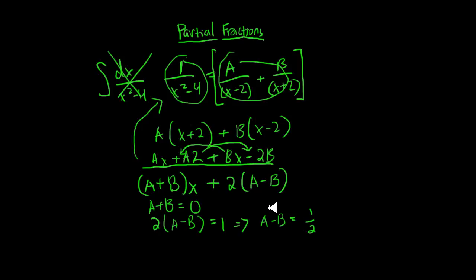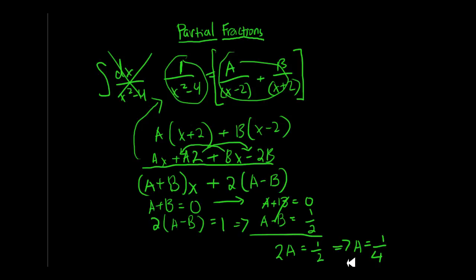Okay, so now that we have two equations, we can eliminate the variable. So I'll just move this one over here. A plus b equals 0. And if you add them together through elimination, these two are eliminated. 2a equals 1/2. A equals 1/4. Now that you have a, you can easily plug it back into the a plus b equals 0 equation and get b equals -1/4.